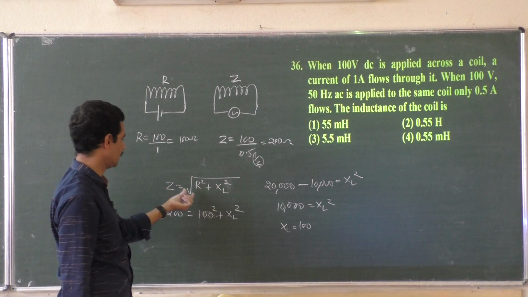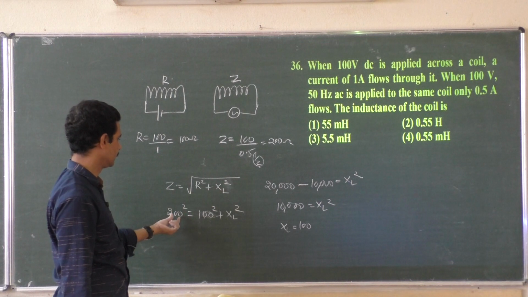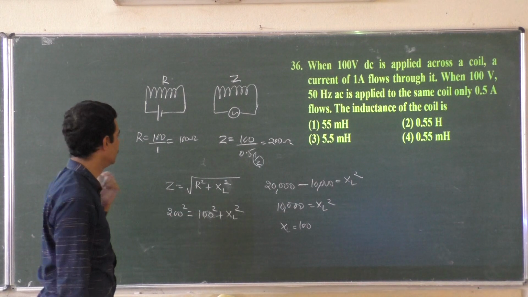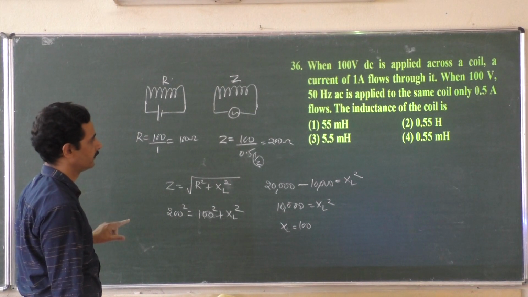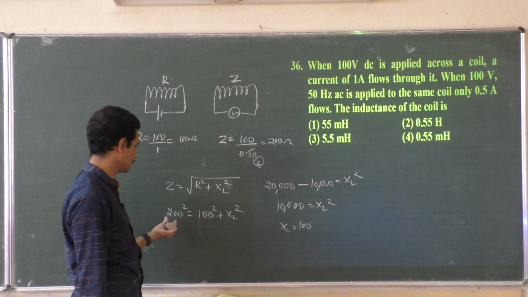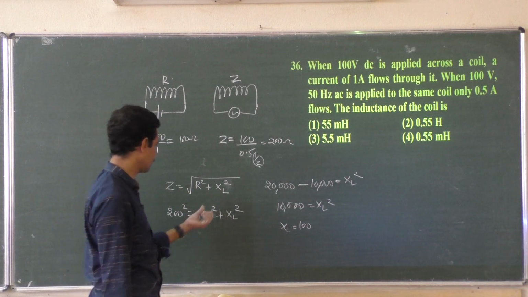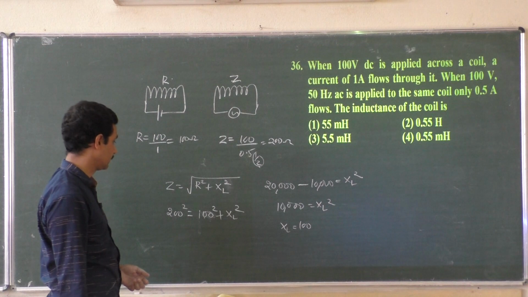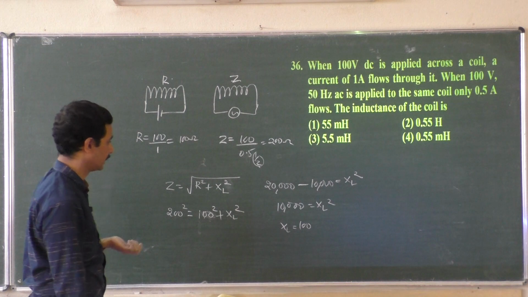Z equal to root of R square plus (XL minus XC) whole square. Z is 200, but here I have squared it. R square, that is 100 square. R is 100 by 1, that is correct. This is 100 by 0.5, with only 0.5 amperes, yes, 200. 200 square is equal to 100 square plus XL square. And suppose you put here 100 square, will you get the same answer? Z equal to square root of 200. Z should be equal to 200, right?